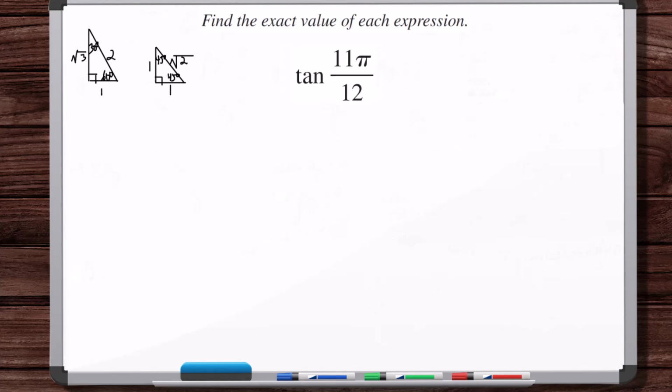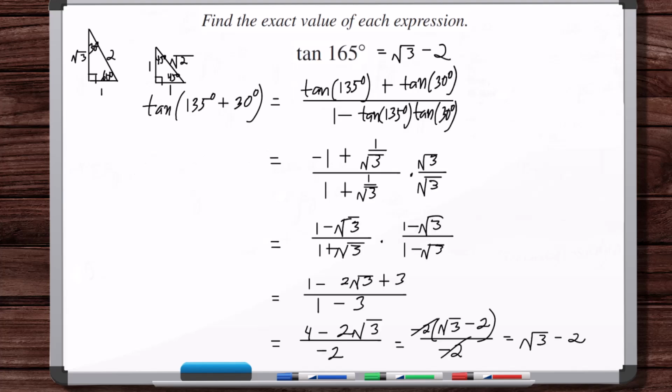Okay, tangent 11 pi over 12. So how many degrees is this? 11 pi over 12. You've got pi radians for every 180 degrees. That's 15. 15 times 11 is 165. So this is tangent of 165 degrees. Now, didn't we already do this? I think we did. There we go. Yeah, so root 3 minus 2.